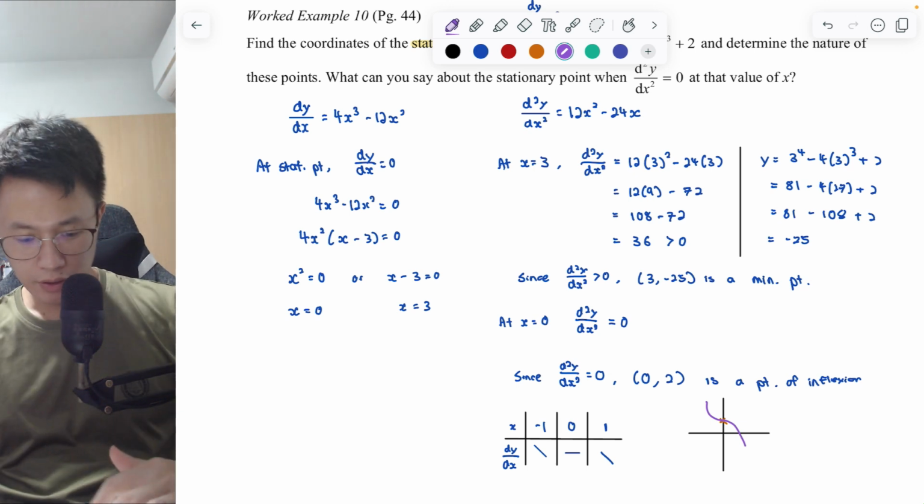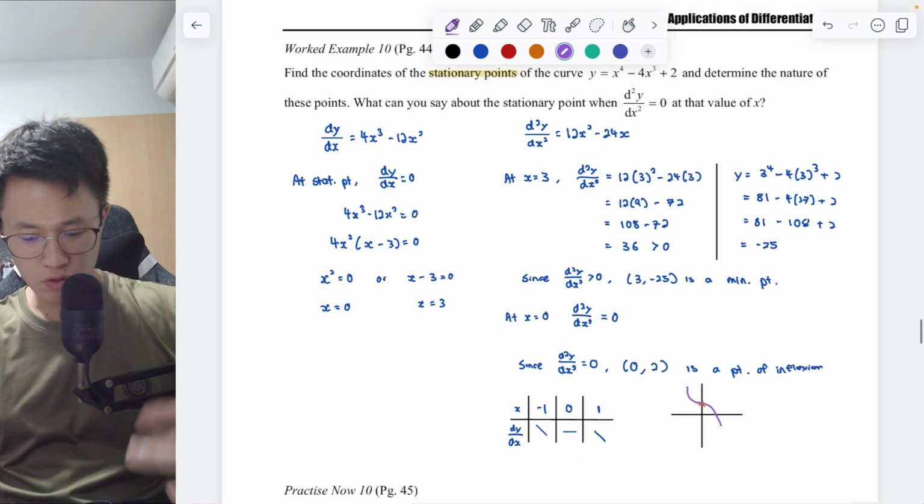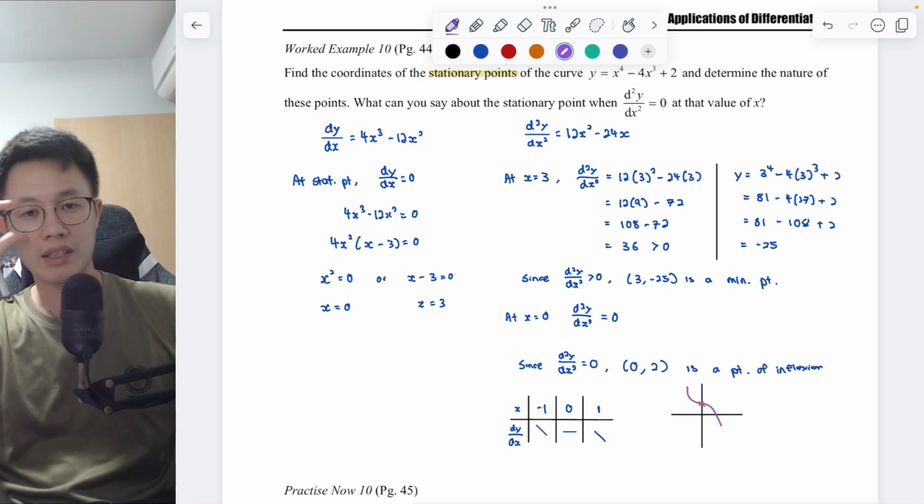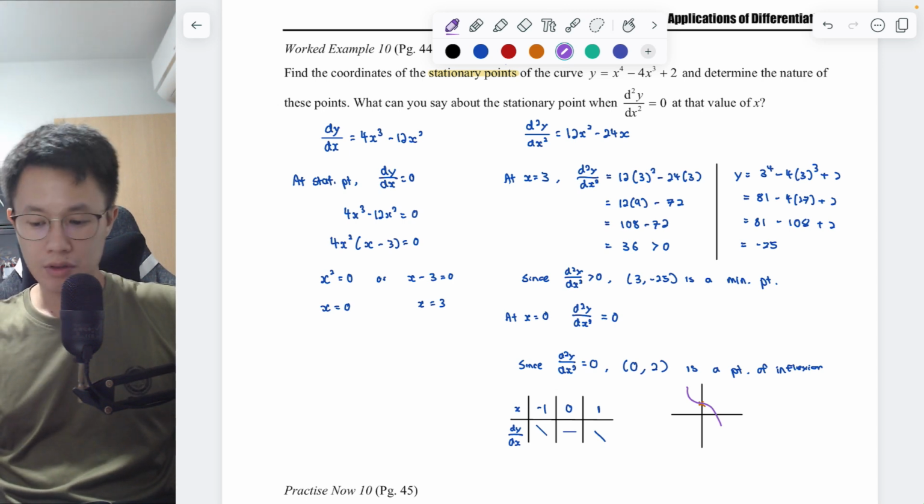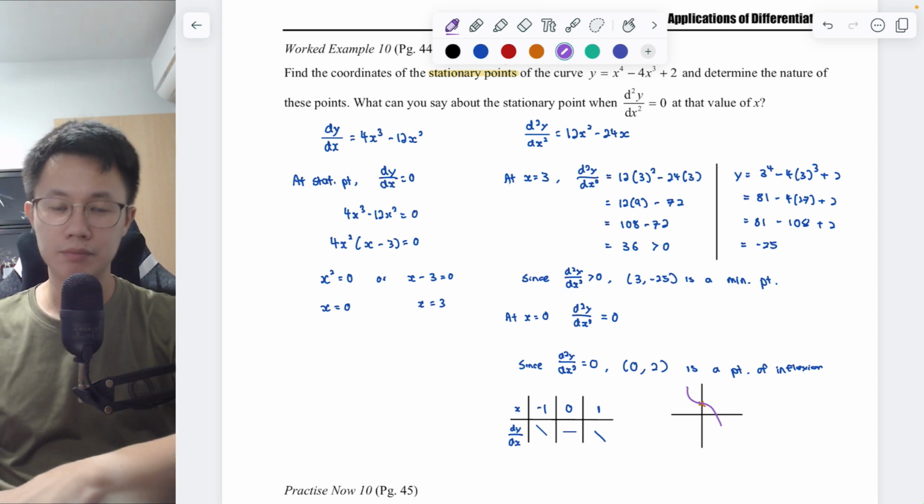But because it's not required of this question to draw the curve, we don't have to go to the extent of using the first derivative test. So that's all for worked example 10. Okay, see ya.